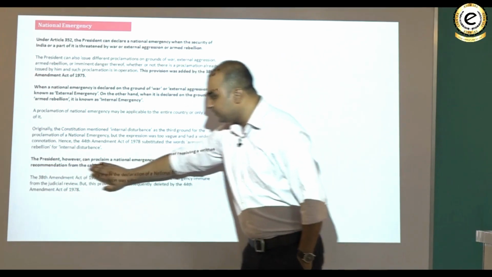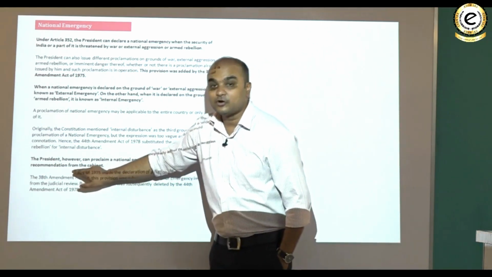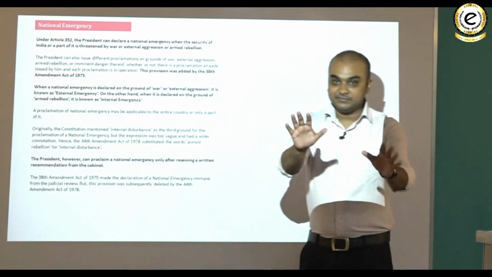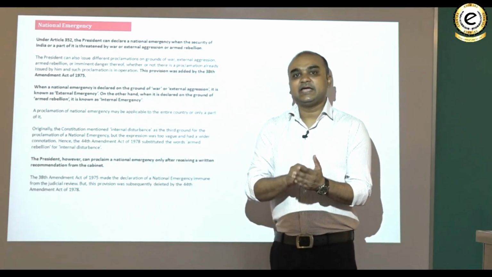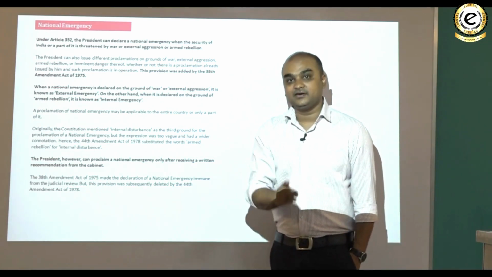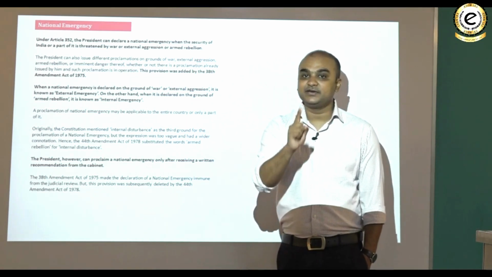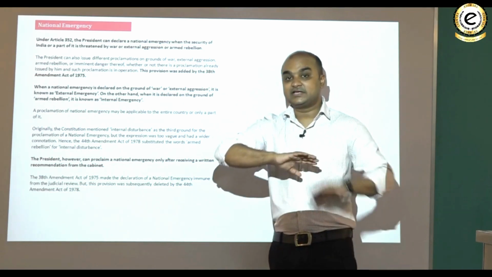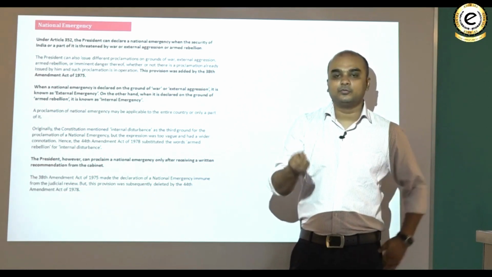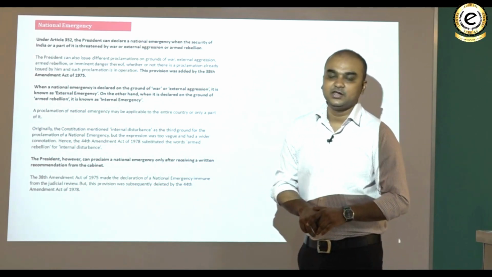Anyhow, the President can proclaim a national emergency only after receiving a written recommendation from the Cabinet. Now, this is a very important line as far as the proclamation of emergency is concerned. Keep this in mind, that the President can issue an order of proclamation under Article 352 only when he has received written advice from the Cabinet Ministers. Not the Council of Ministers, but the Cabinet, which is a smaller inner group, the more powerful ministers. It means the major decision making body within the Council of Ministers.